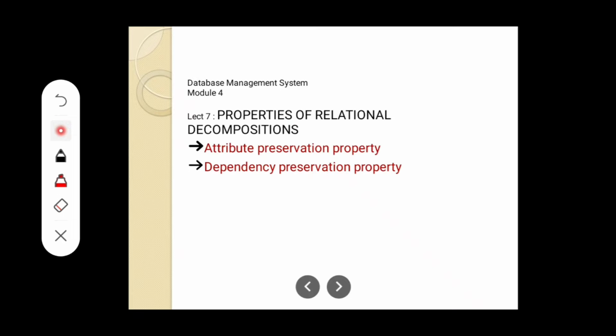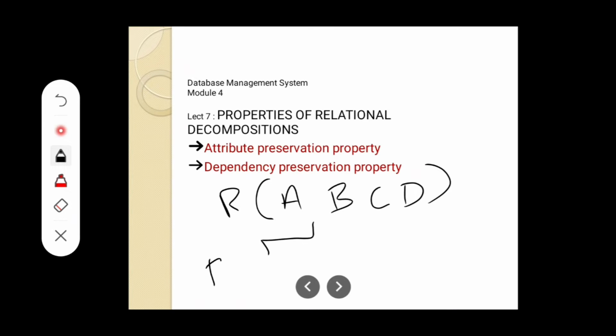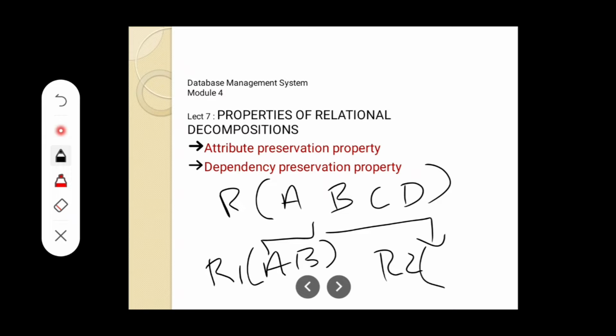While studying normalization we have seen that in order to normalize a table we used to decompose those tables into multiple sub-relations. For example, we are having a table R(A, B, C, D). So A, B, C, D are attributes. While normalizing, this table may be decomposed into two parts, R1(A, B) and the second part R2(C, D).